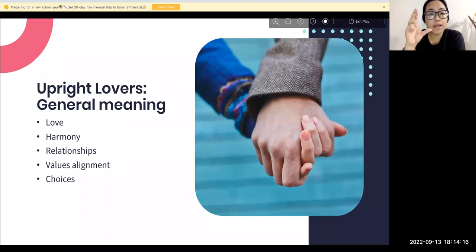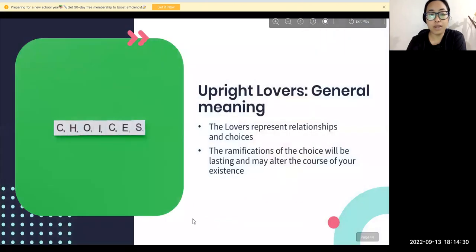There is also value alignment and choice in your life. Like you can have a choice between two people. That can also be that you like two people, or you might have attraction towards two people. So you have a choice to make about which one you would like to go with. So the Lovers card represents relationship and choice in our life, right?